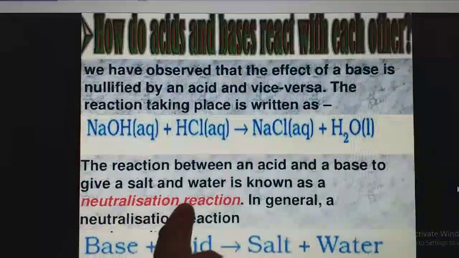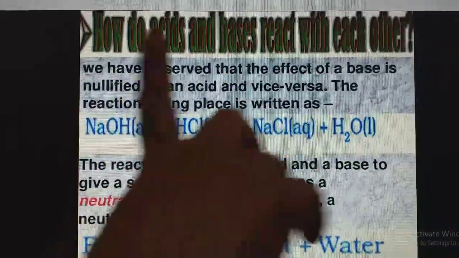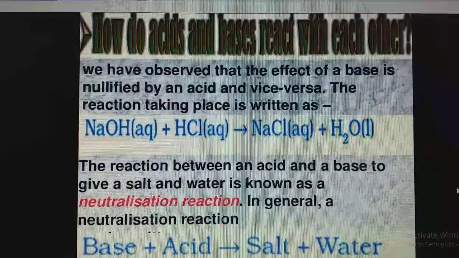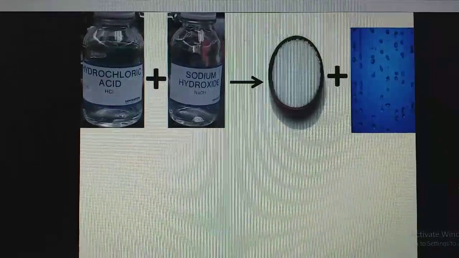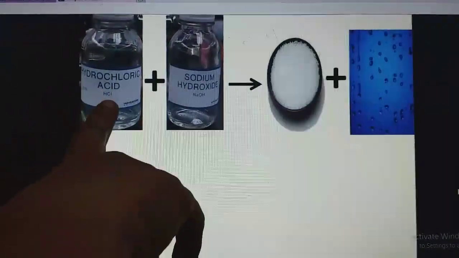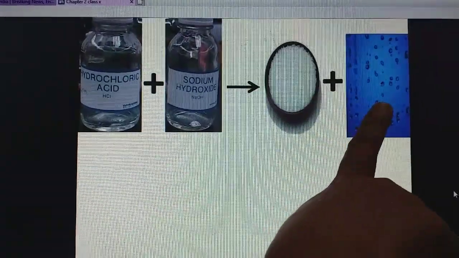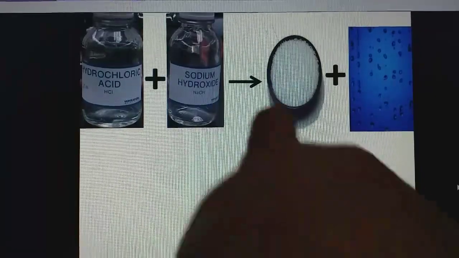This reaction we call neutralization. Acid is neutralized by a base and base is neutralized by acid. So base plus acid gives salt plus water. This reaction we call neutralization. Here, the example I have shown on the same slide: hydrochloric acid and sodium hydroxide give salt plus water, sodium chloride plus water, NaCl.